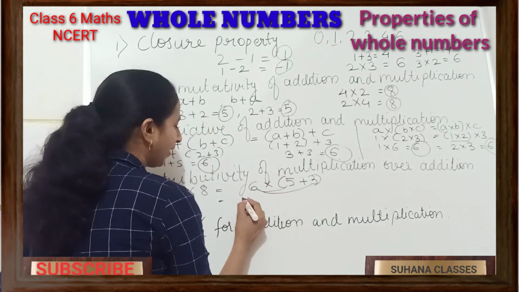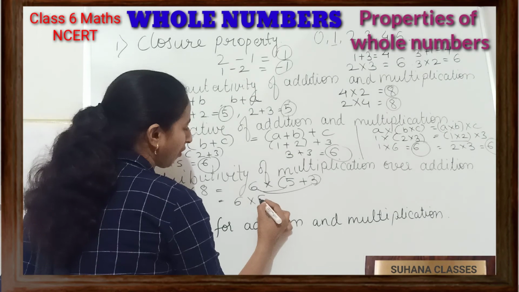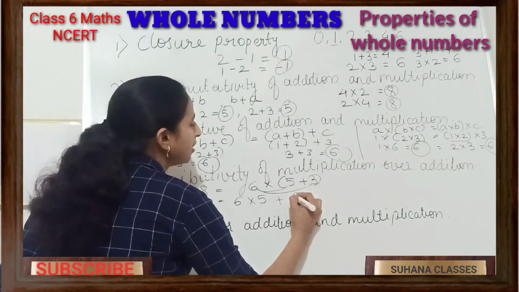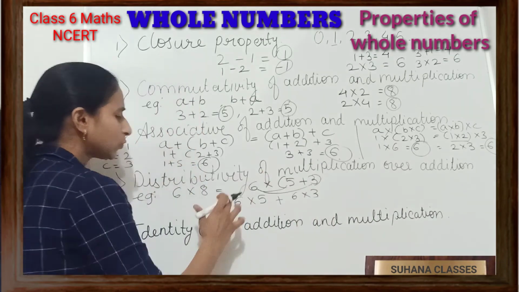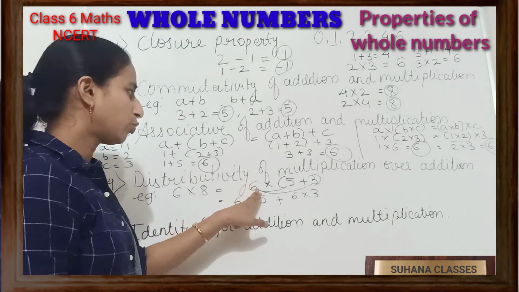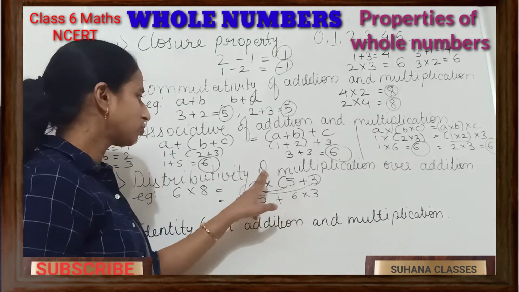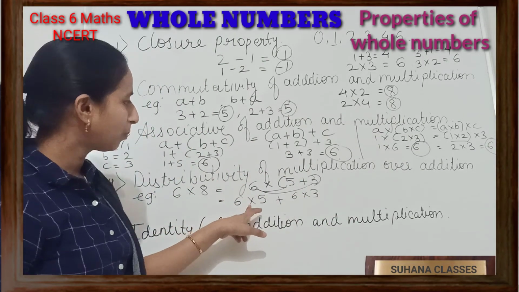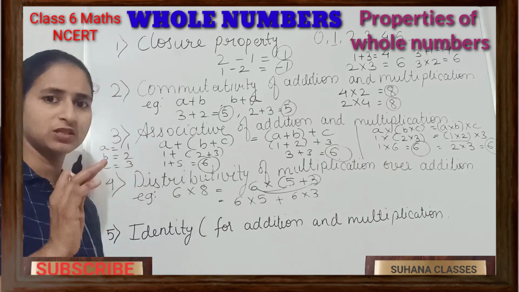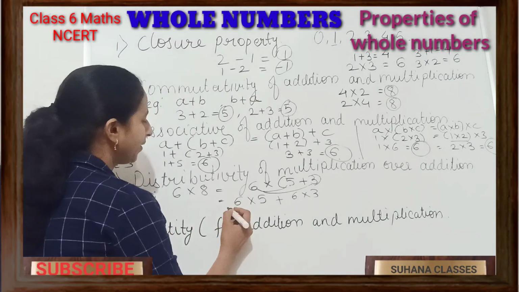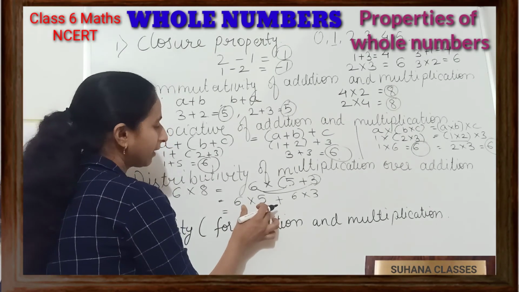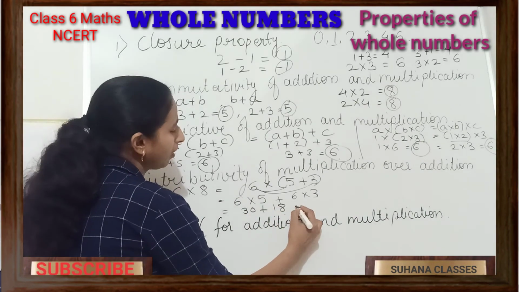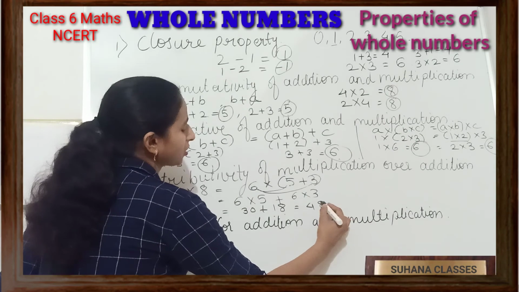This statement I can write as 6 fives, the sign in the bracket is plus, and again 6 threes. So what I did here is distribute 6 to 5 and also distribute 6 to 3. So this is the distributive property of multiplication over addition. This is what I am going to explain to you. Here I can get the answer: this is 30 plus 18, and my answer is 48.